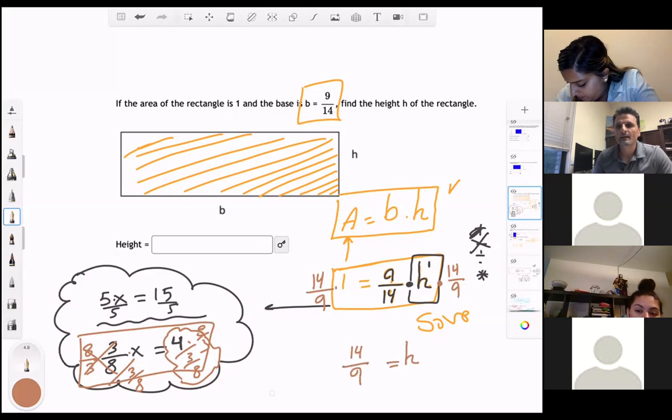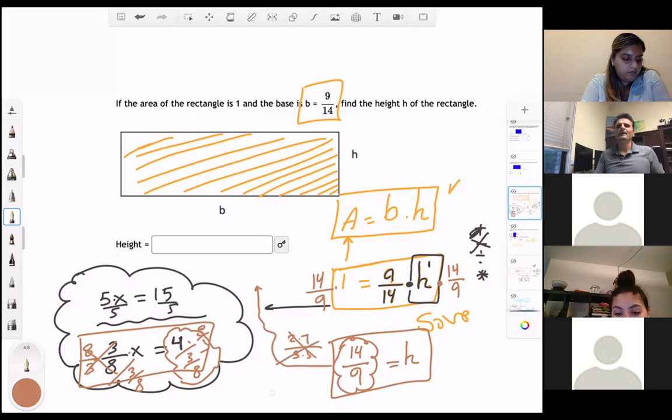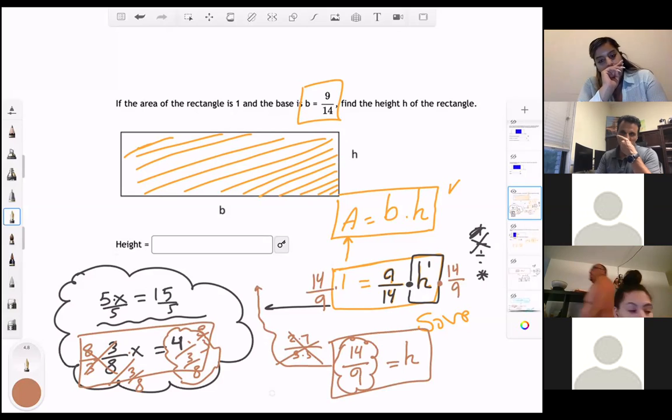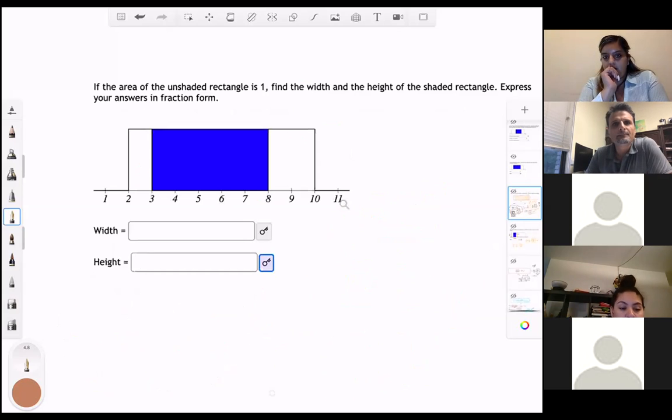So h equal to 14/9. Now the question is, should I leave it like this, or are we able to simplify this? 14 is 2 times 7, 9 is 3 times 3. They have nothing in common, so 14/9 will be the answer. Any question here? No question. Now let's do this one.